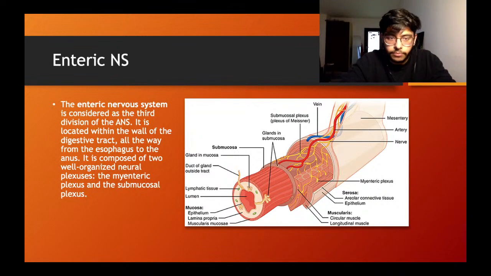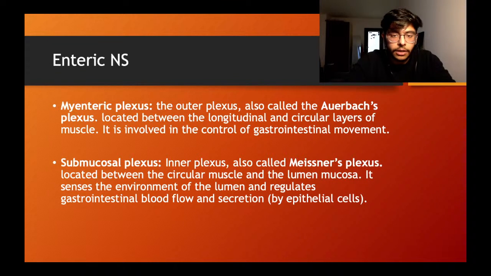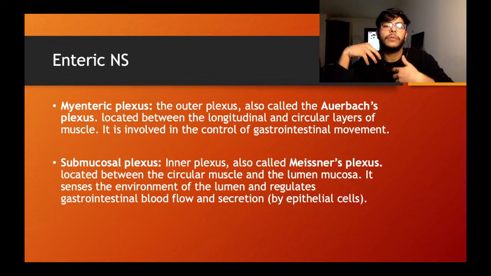Submucosal, from the name itself, lies in the submucosa, also called the inner plexus, and it's located between the circular muscle and the lumen. It senses the ionic and nutrient balance in the lumen, and regulates blood flow and secretion.